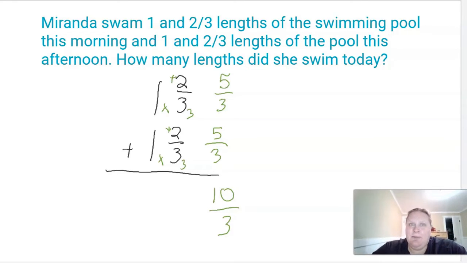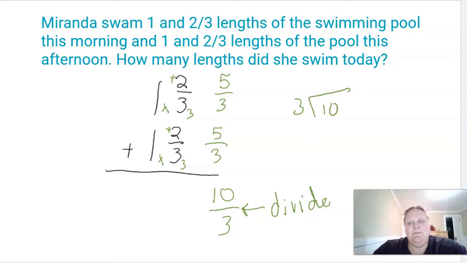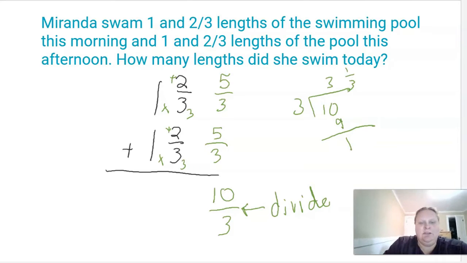Now this is an improper fraction, so we need to convert it back to a mixed number. Remember, there's this magic thing that this means divide. Yes, it's a fraction, but it means divide. So 10 divided by 3, 3 goes into 10 3 times. 3 times 3 is 9, so a remainder of 1, or 1/3. So the answer to this question is 3 1/3.